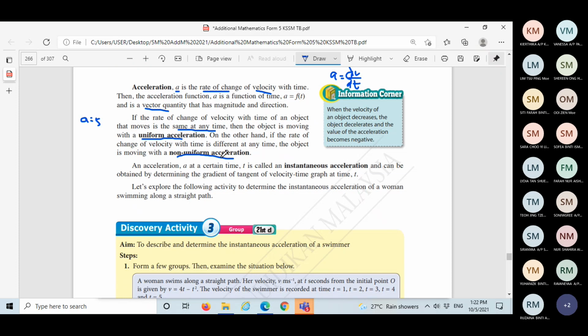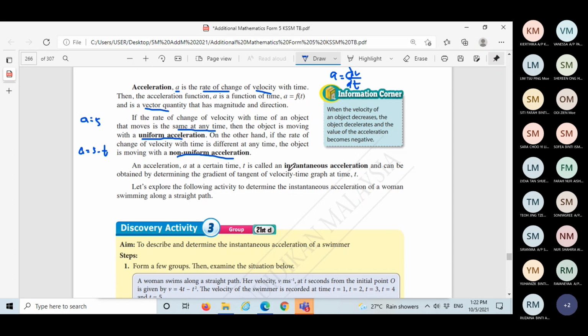Okay, then what happened to non-uniform acceleration? You can write an example here: a equals 5 minus t. Then this one is related to time. Different time, you have a different acceleration. This one we call non-uniform acceleration.